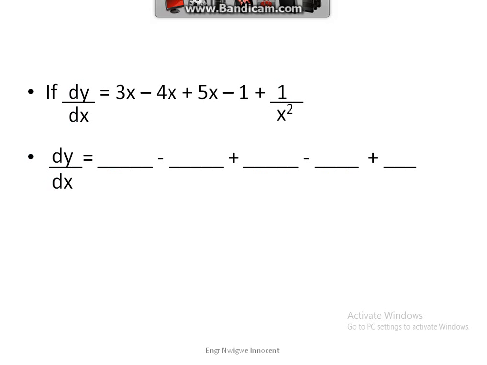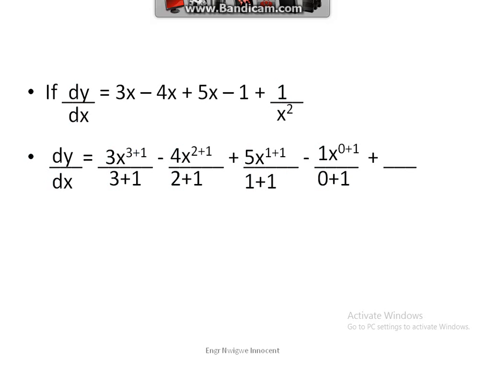3x raised to power 3 plus 1 over 3 plus 1 minus 4x raised to power 2 plus 1 over 2 plus 1 plus 5 times x raised to power 1 plus 1 over 1 plus 1 minus 1 times x raised to power 0 plus 1 over 0 plus 1 plus x raised to power minus 2 plus 1 over minus 2 plus 1.